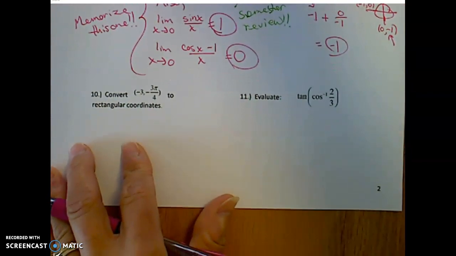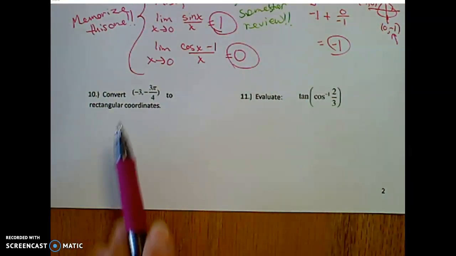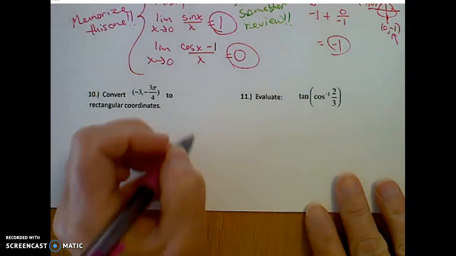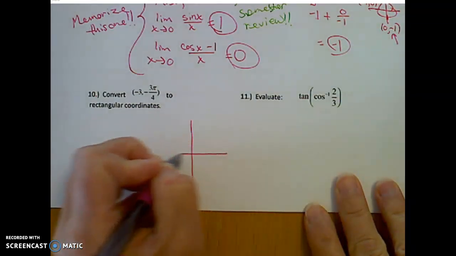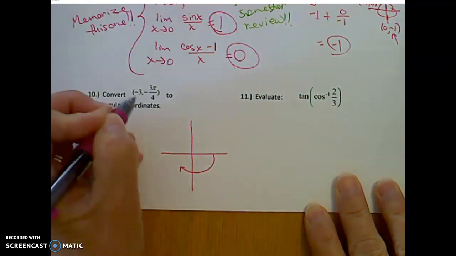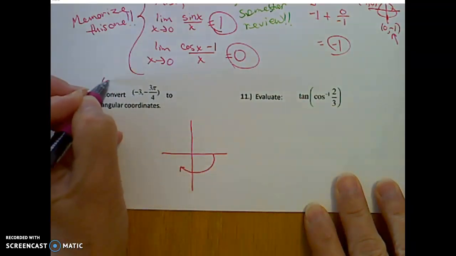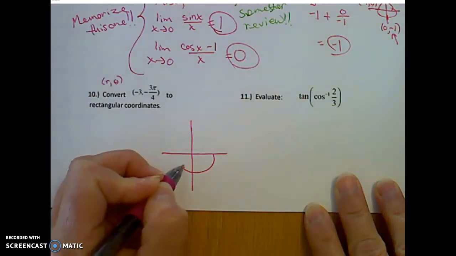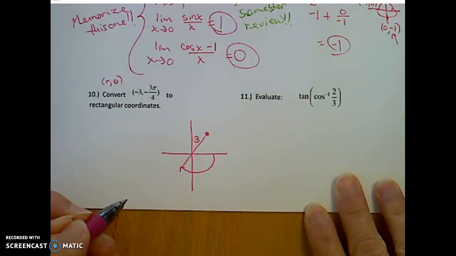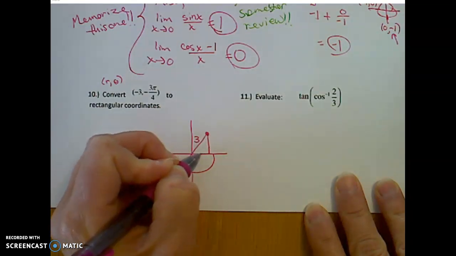Oh my goodness gracious, convert that polar coordinate to rectangular coordinates. So you sketch that thing. Remember, a negative angle goes counterclockwise over here. But now my r value, remember that was r theta, is negative, so that asks me to move 3 units across the pole. And rectangular coordinates means this.